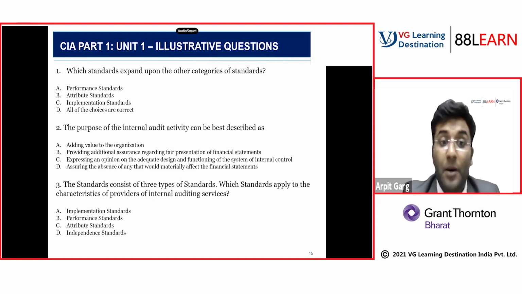The next one is: the purpose of the internal audit activity can be best described as adding value to the organization, providing additional assurance regarding fair presentation of financial statements, expressing an opinion on the adequate design and functioning of the system of internal control, or assuring the absence of any error that would materially affect the financial statements. May I know your answers?